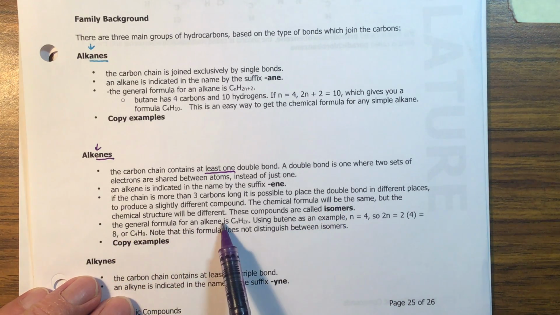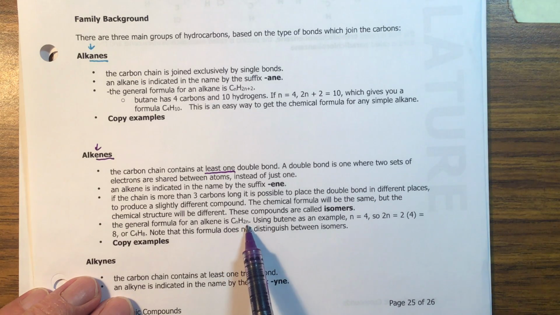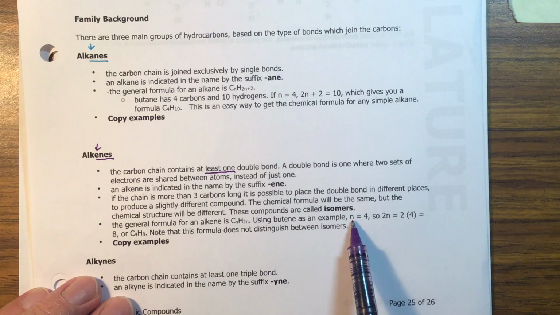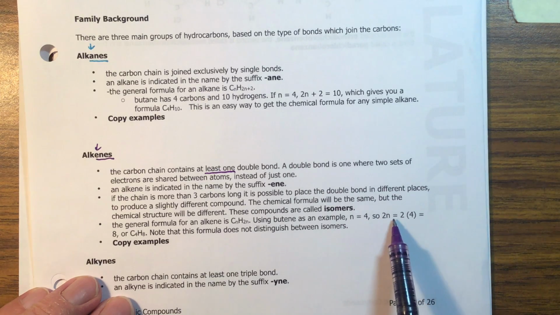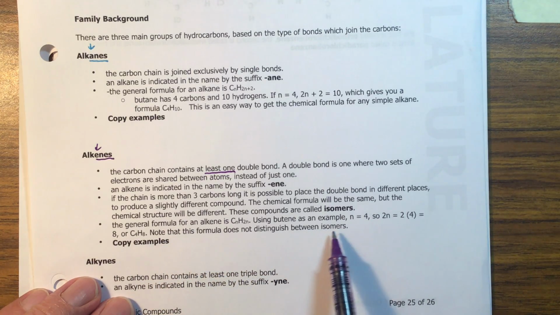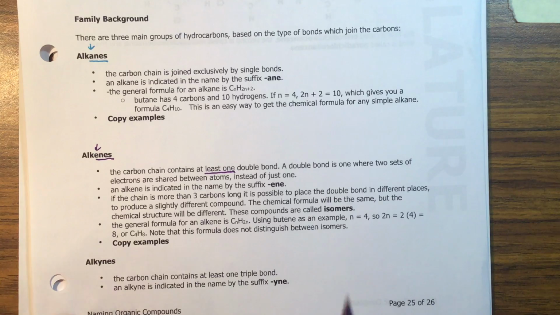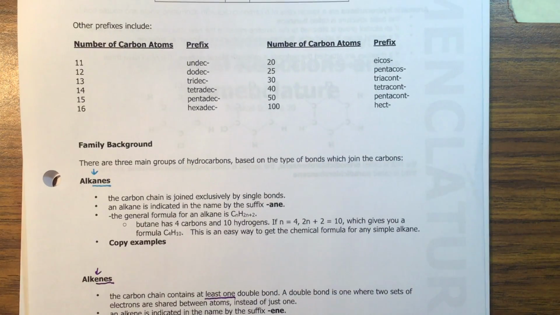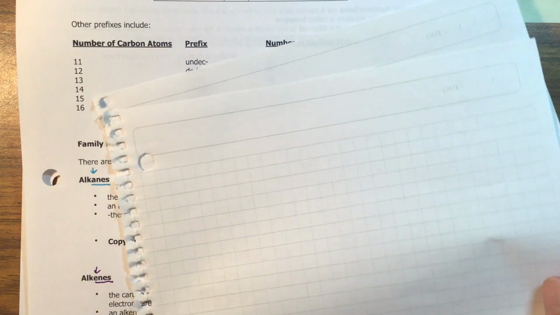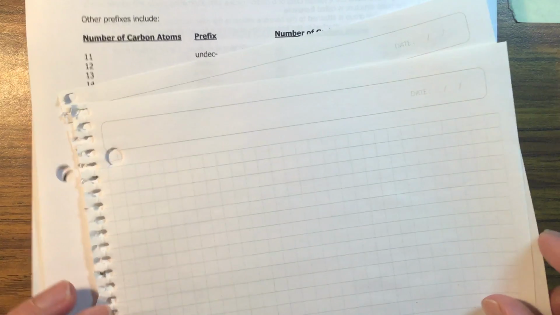The general formula for alkene is CnH2n. Using butene as an example, N is 4, so 2 times N is 8, so it's C4H8. Note this formula does not distinguish between isomers. So, we're going to look at a few alkenes. First one.